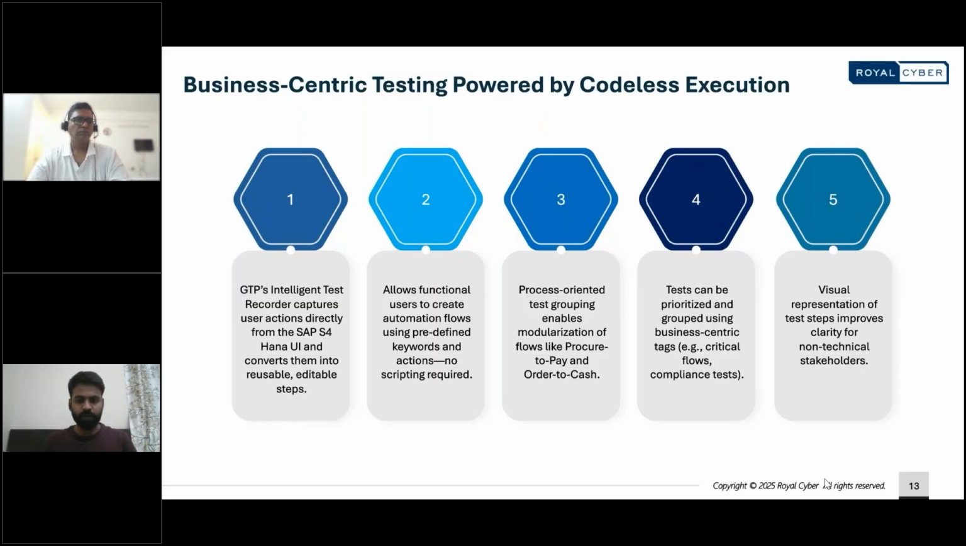Our intelligent test recorder basically captures user actions directly from the SAP S/4HANA interface and converts them into reusable, editable test steps. There's no need for scripting, and users can build automation flows by selecting from a set of predefined actions and keywords. Additionally, GoTestPro supports business-centric tagging and prioritization, such as marking tests as compliance critical, performance sensitive, or user facing, allowing for smarter regression planning and execution.